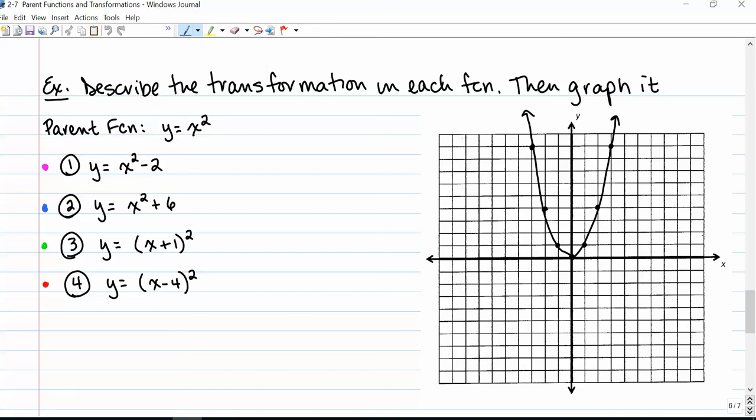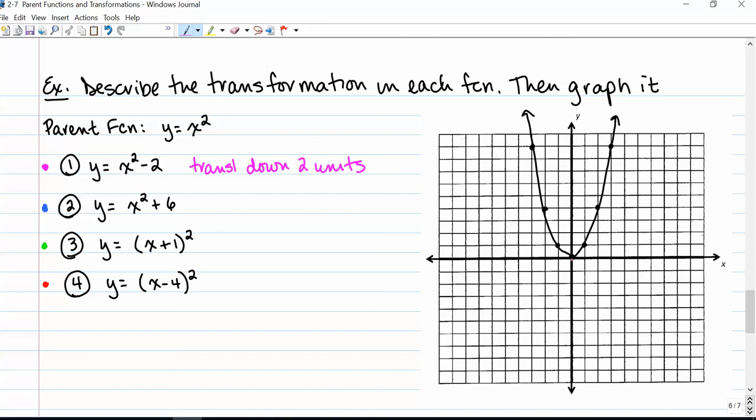That means that this graph is going to be, I'm going to go ahead and do this in pink, translated down 2 units. Okay, so a minus 2 kind of separate from the function itself, the function being x squared, means it's going to be translated down 2 units.